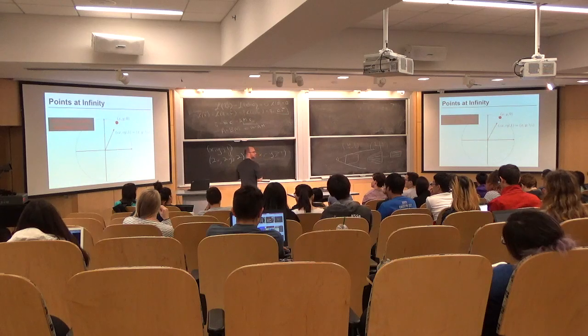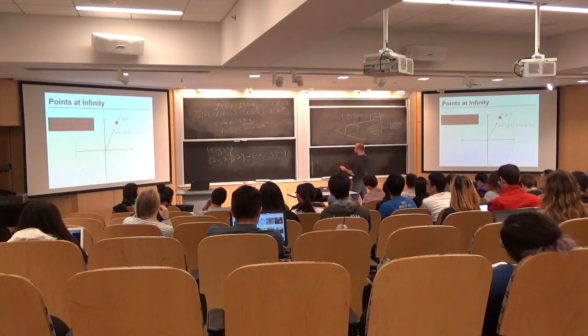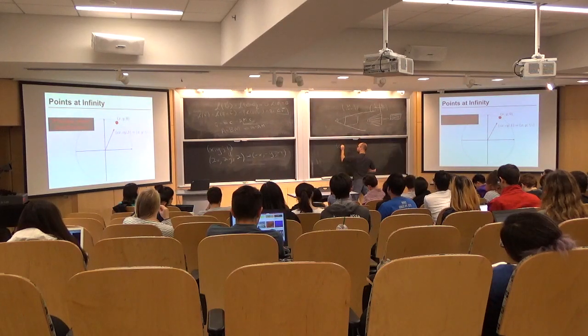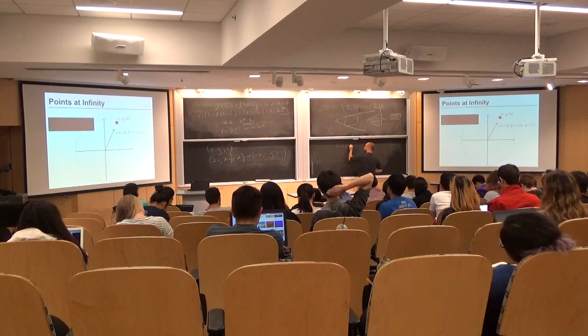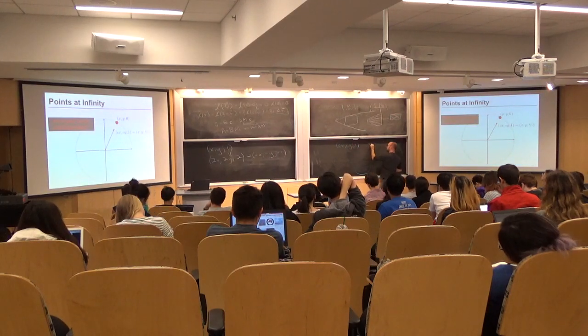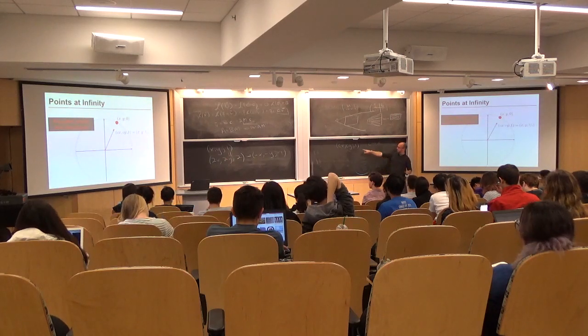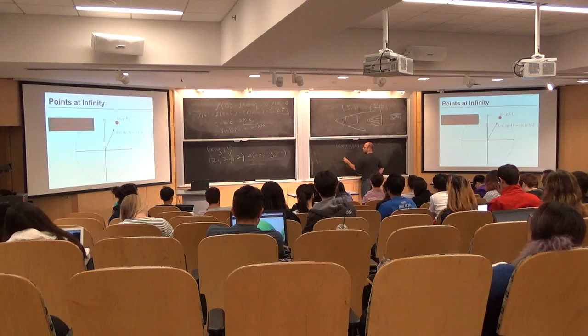So what's one way to justify that? Let's say that I have a point cx, cy, 1. And I take c to infinity. Of course, this point is the same as what?